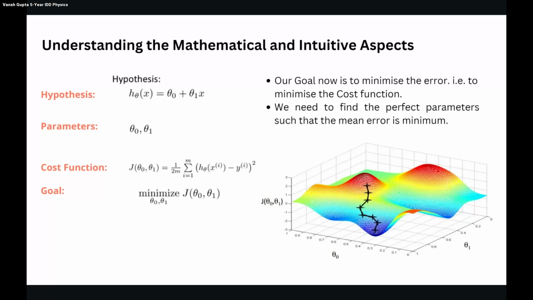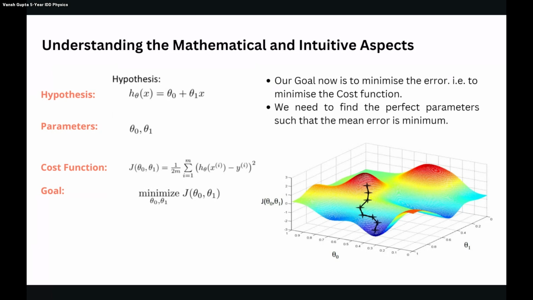Now moving on, let's try to understand the mathematics and the intuition behind it. So till now we understood what linear regression is, like what we do. We try to fit a best line out of it. Then the question is how do we exactly do it? So the core concept is the mathematics behind it.